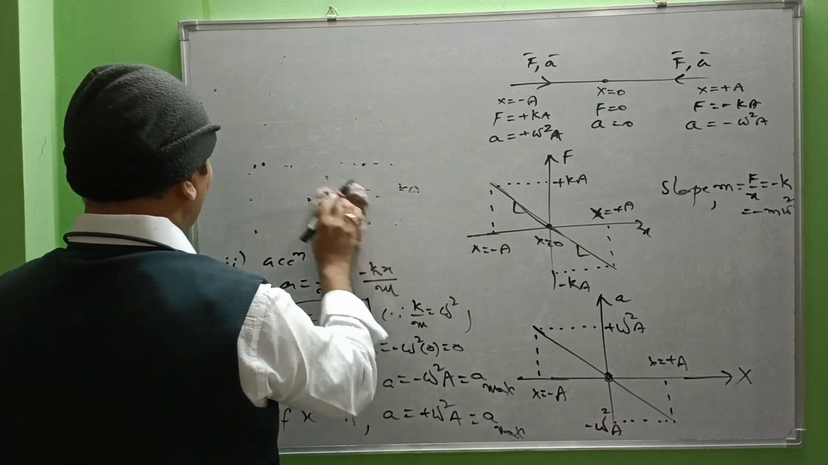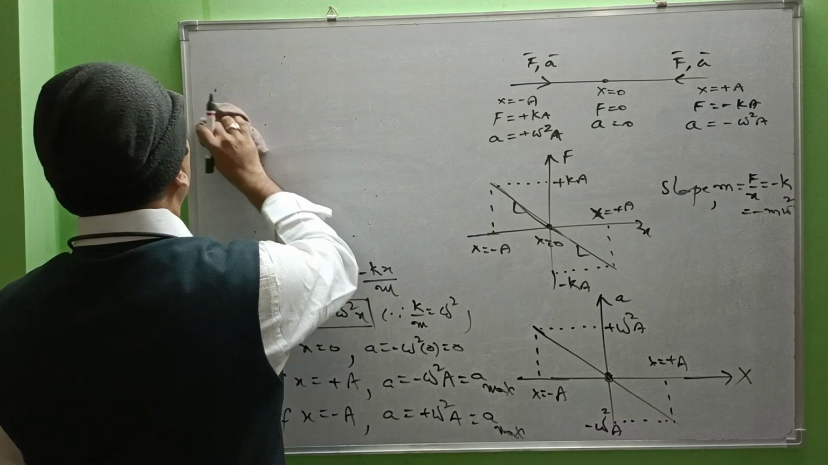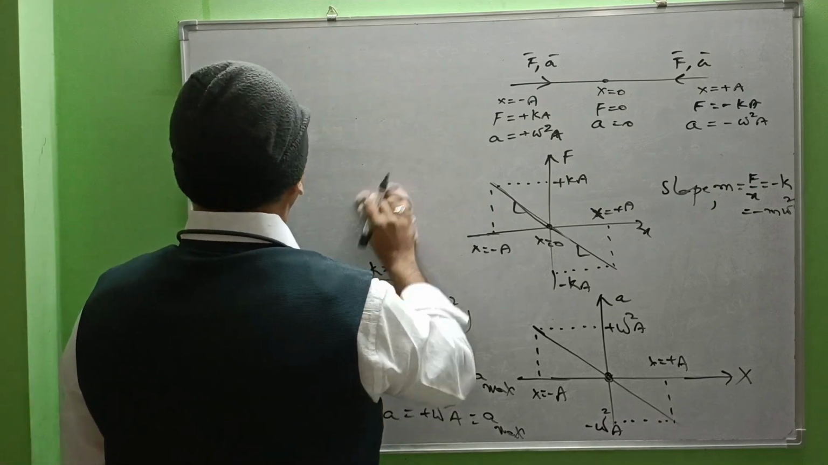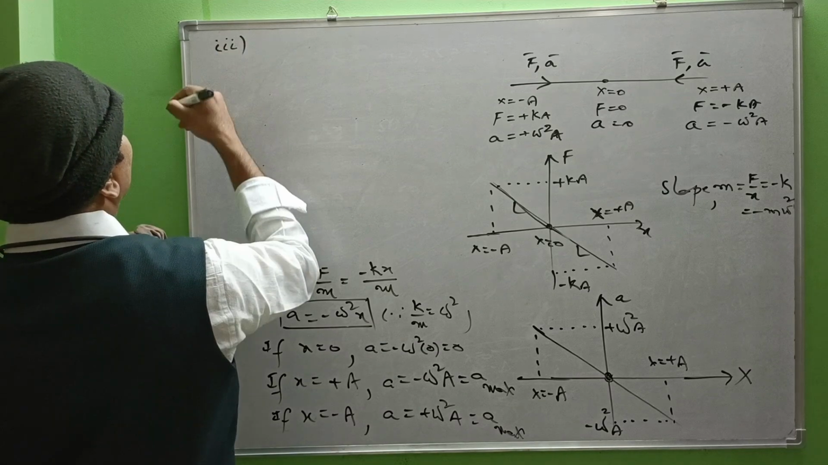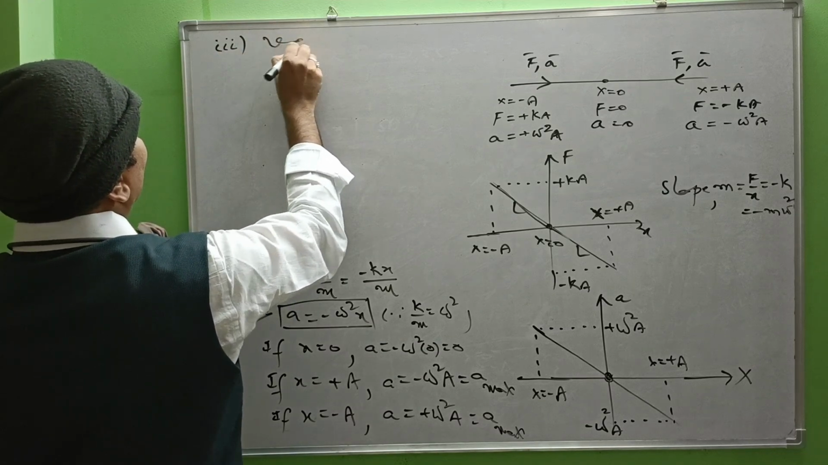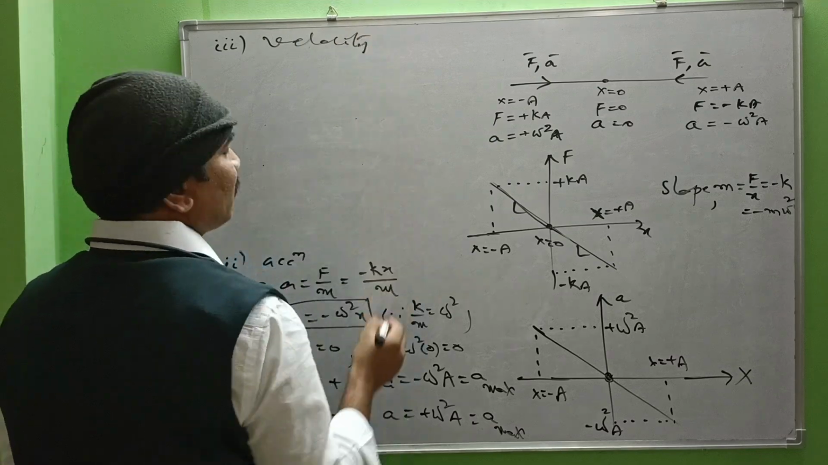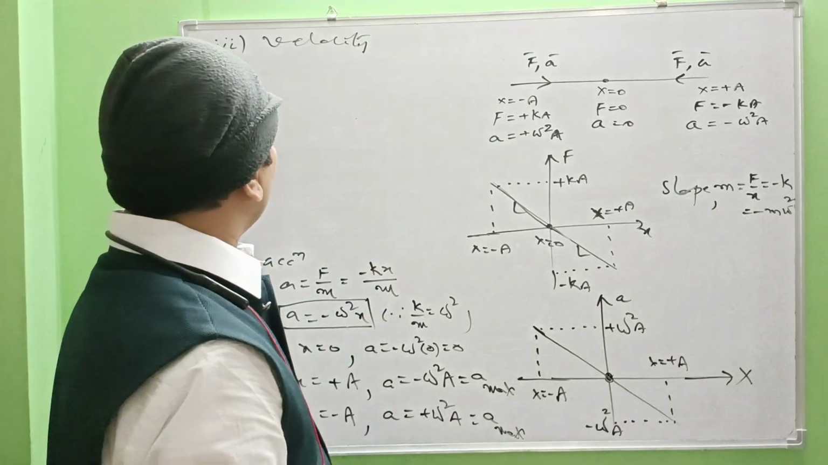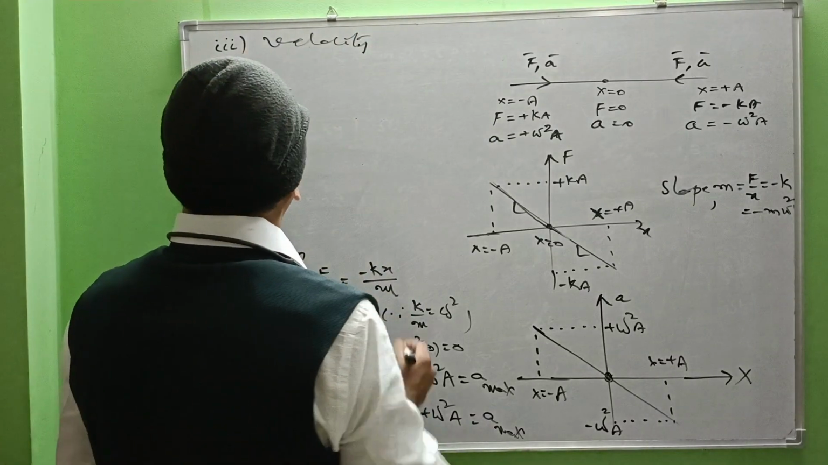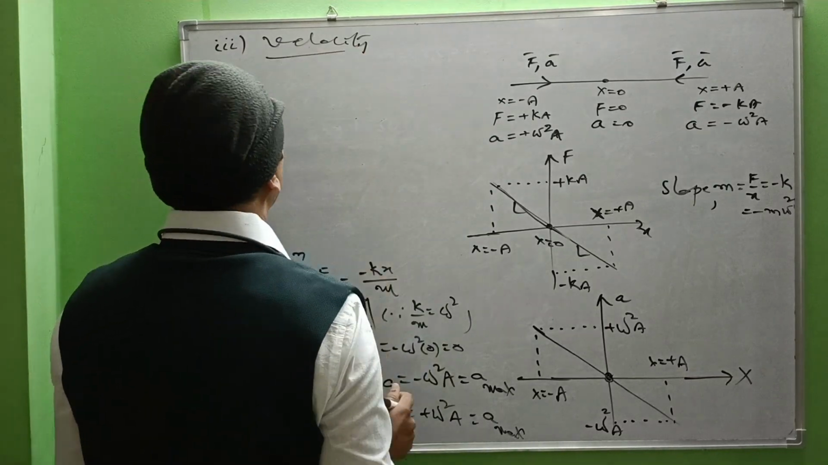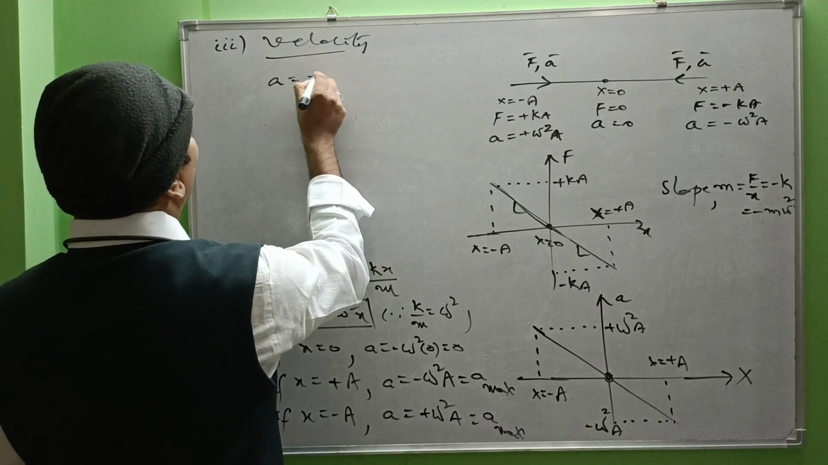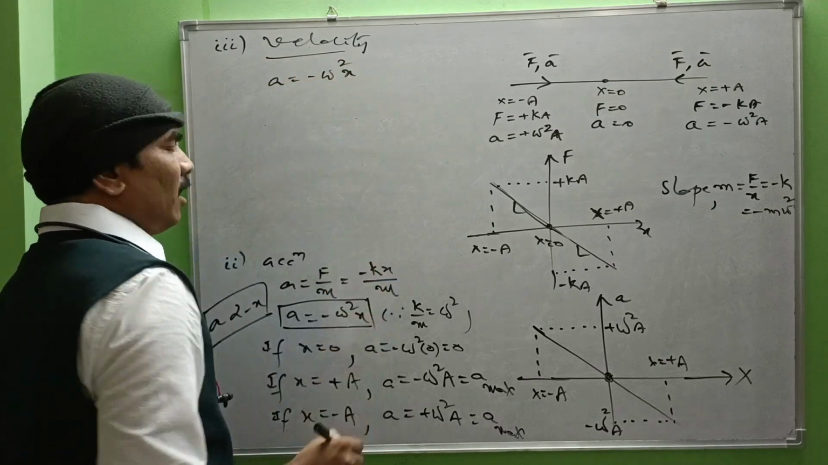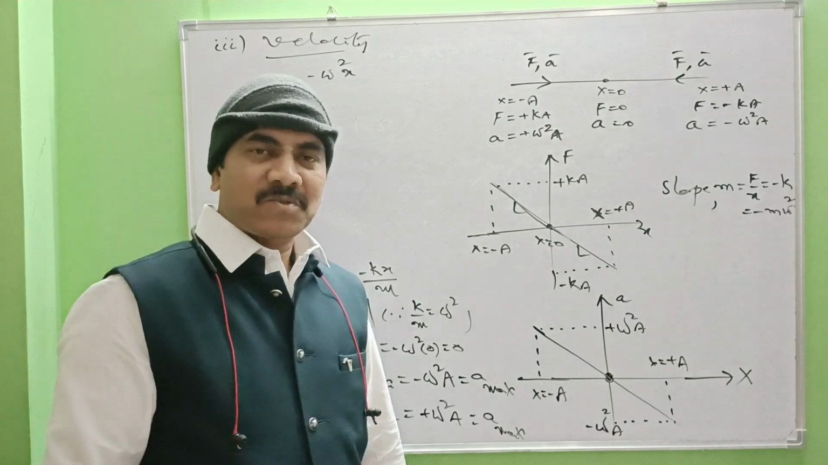Third point: velocity of an oscillating particle, which oscillates simple harmonically. So we know that acceleration equals minus omega square into x.